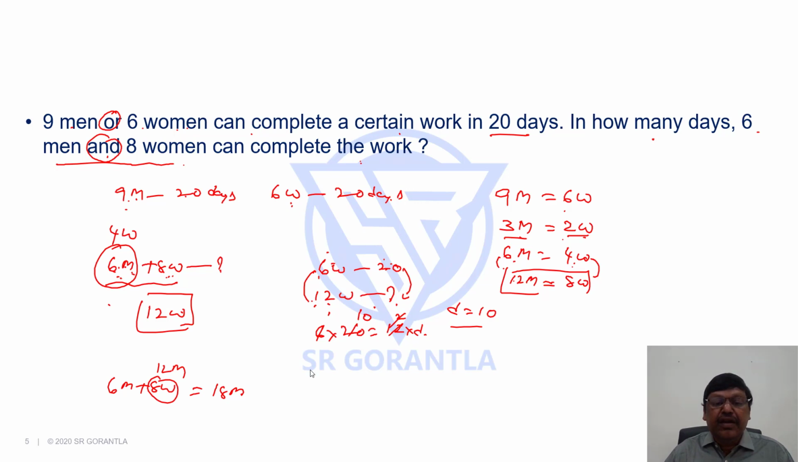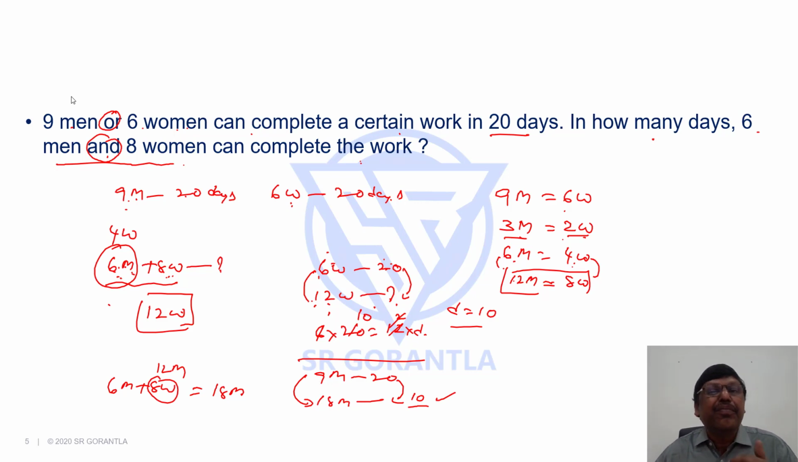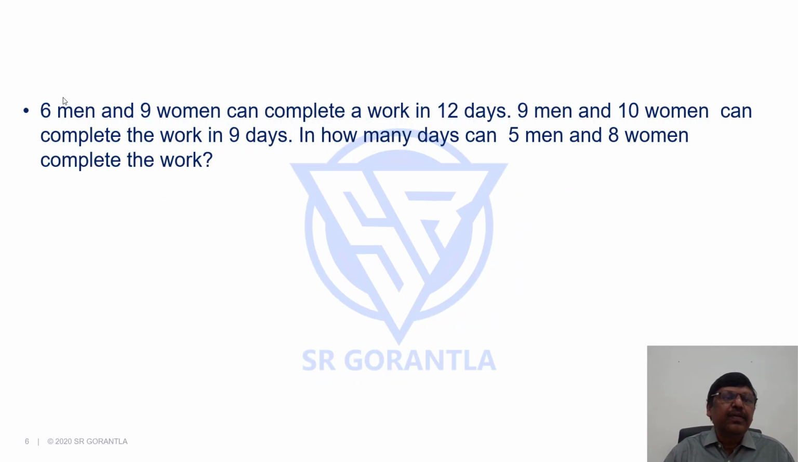We know 9 men take 20 days. If 9 men take 20 days, how many days will 18 men take? Again the same, people doubled, days will become half, 10 days. So the basic idea is, when you have number of men, number of women, children, all that, you have to establish a relation between their work or their capacities, right? Let's try one more example.